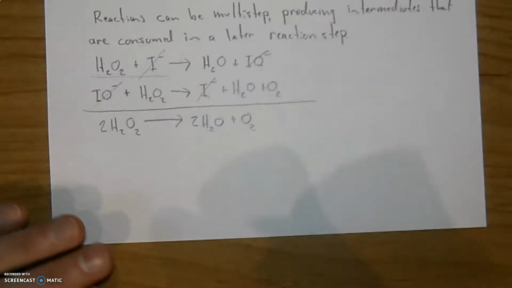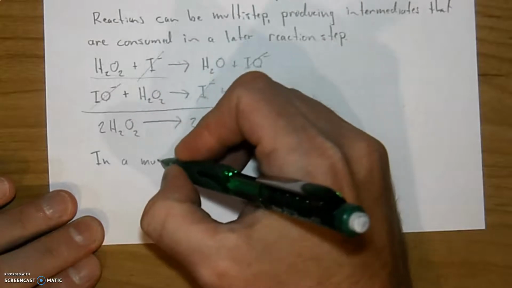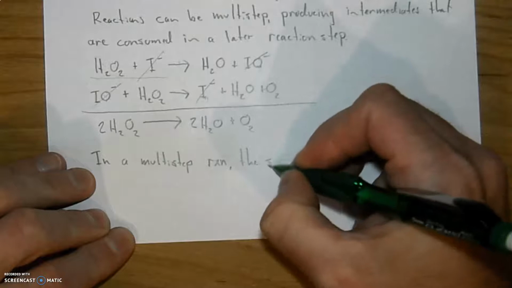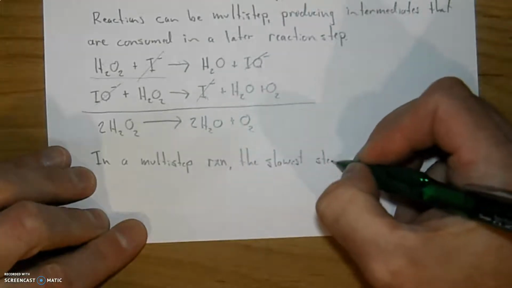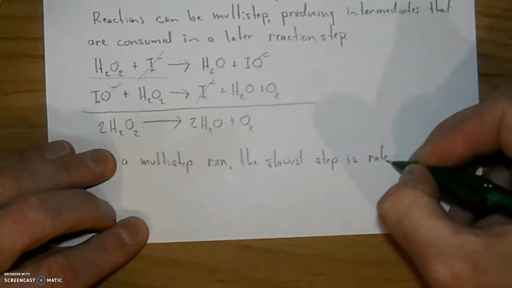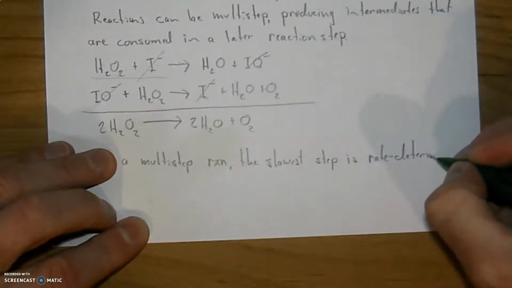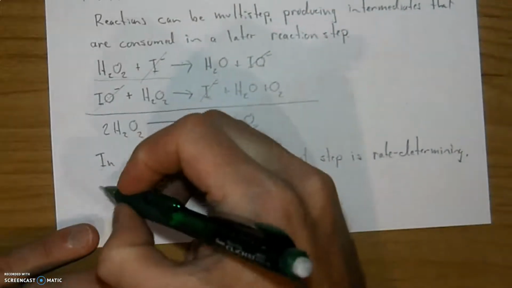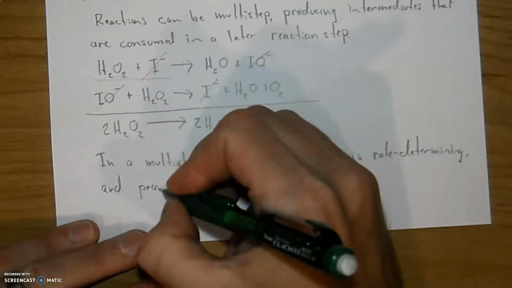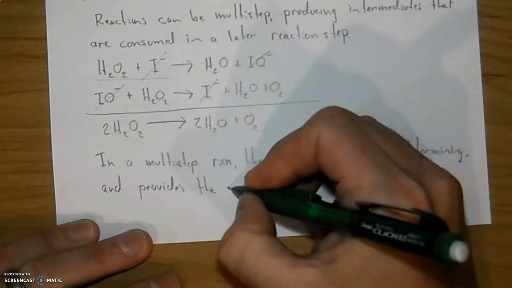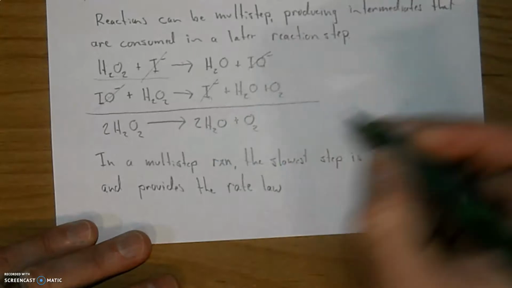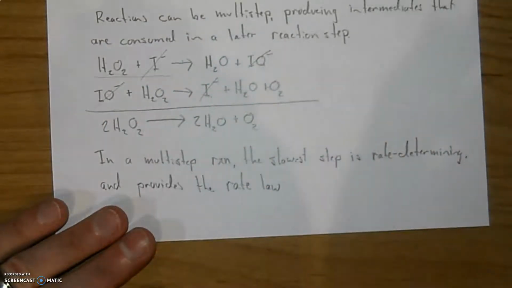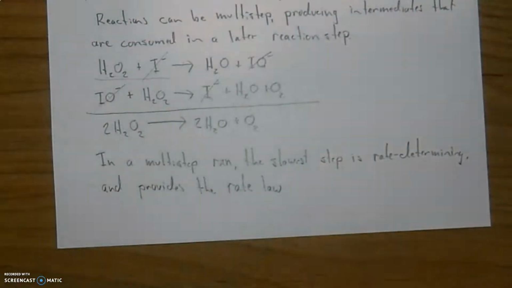We had a few more notes here and we'll just keep plugging along. In a multi-step reaction, very important, the slowest step is rate determining and provides the rate law. So that tells us what the rate law is going to be, that slowest step. And I didn't actually get into that here. This is just kind of an introduction. But let's go and do another problem, one more problem, and we'll see how that would shape up in that little example.